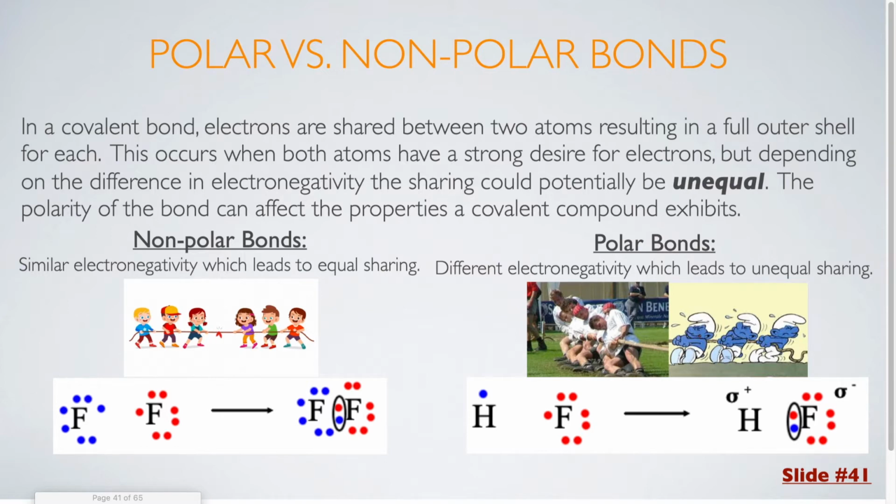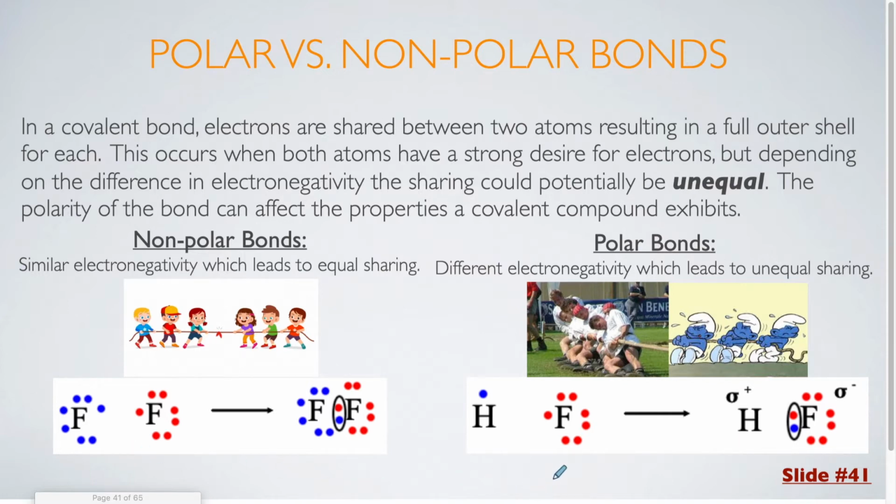In a nonpolar bond, both atoms have a very similar electronegativity, which leads to equal sharing. You can see that in our example here, where both sides during the tug of war have an equal number. In our example on the bottom, we have two fluorine atoms. Since they're both fluorine, they're going to have the same exact electronegativity, so the electrons are going to be shared right in the middle. Anytime you have a diatomic element, such as H2, F2, Cl2, they are going to have a nonpolar bond.